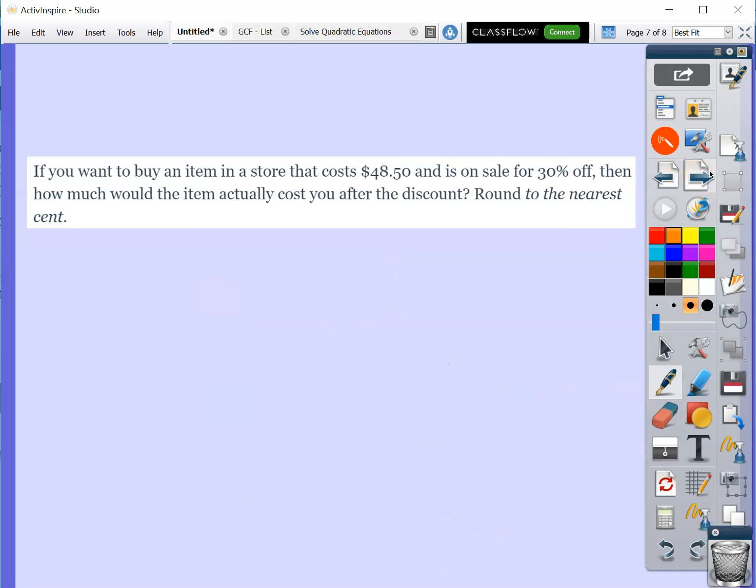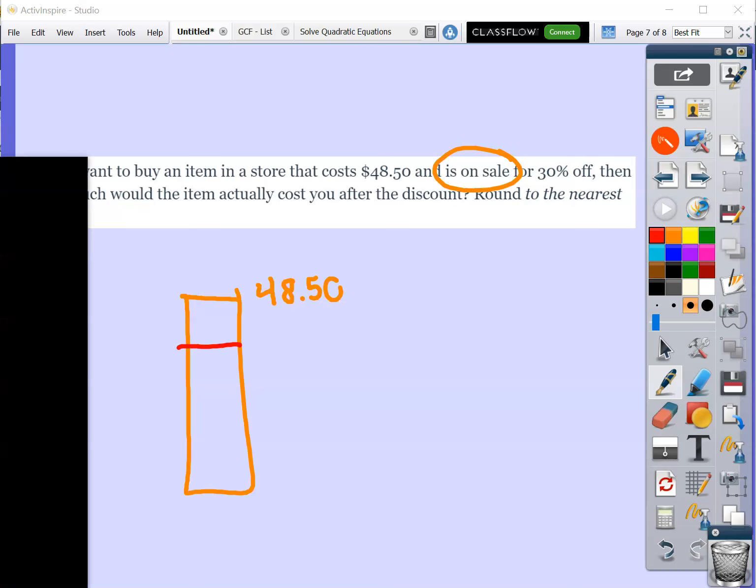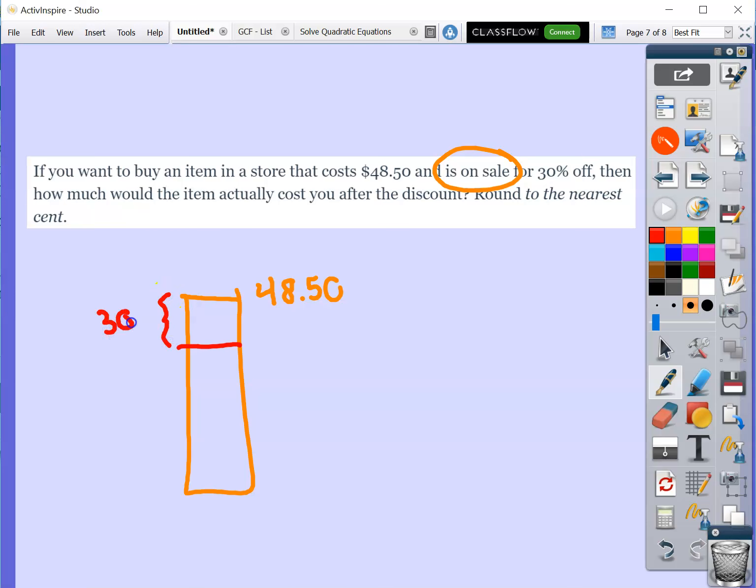Okay? So when you look at these, one of the first things you've got to figure out is this. Let's see, the original amount was $48.50. Okay, but it's on sale. Does that mean the price went up or went down? Well, if it's a sale, I hope the price went down. So now the new price is down here. It's gone down by a certain amount. In fact, it's gone down by 30%.